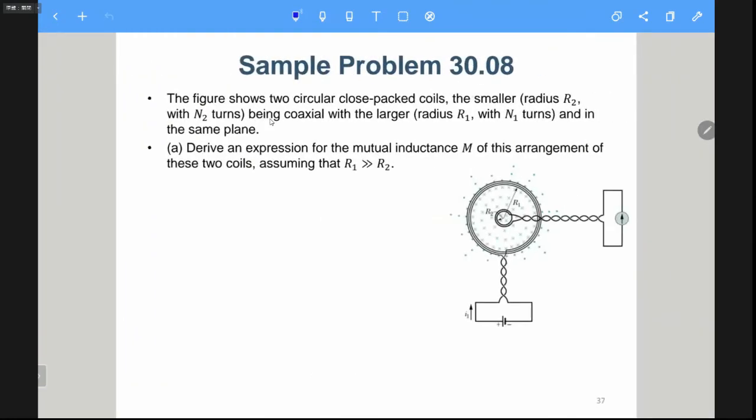Okay, so here we have a sample problem. The figure shows two circular closed coils, the smaller of radius R2 with N2 turns, being coaxial with the larger of radius R1 with N1 turns, in the same plane. Derive an expression for the mutual inductance M of this arrangement of the two coils, assuming that R1 is much larger than R2. So we can reasonably assume that the magnetic field generated by the first coil is uniform.